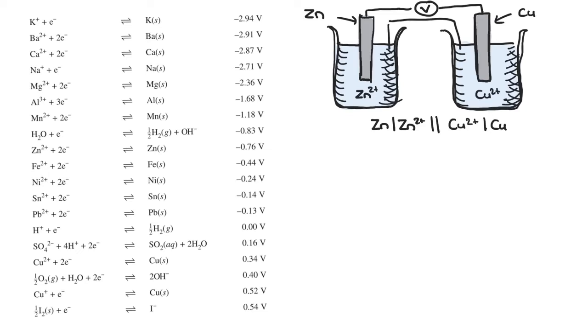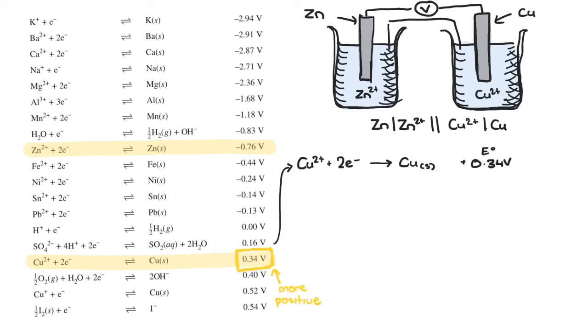Half reactions with a more positive standard electrode potential mean it has a greater tendency to gain electrons. That is, it's more likely to be reduced. So, copper is more likely to be reduced. Therefore, zinc must have been oxidized. But since the table shows its reduction reaction, we must reverse the half reaction, as well as the sign of the E value, to represent the oxidation half reaction.